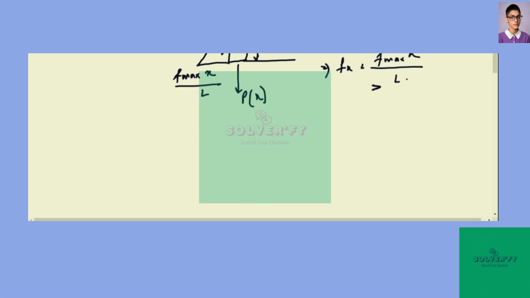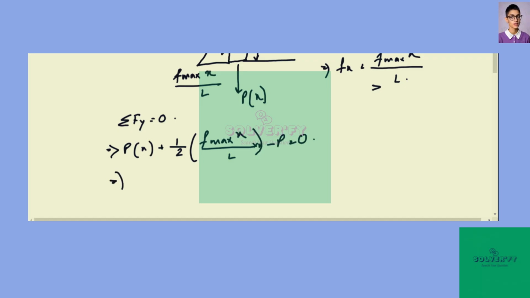Now let us calculate the reaction force which is acting on the strip of length x by using the equilibrium of force equation as summation of Fy is 0. So Px plus half F max x upon L multiplied by x minus P is 0.